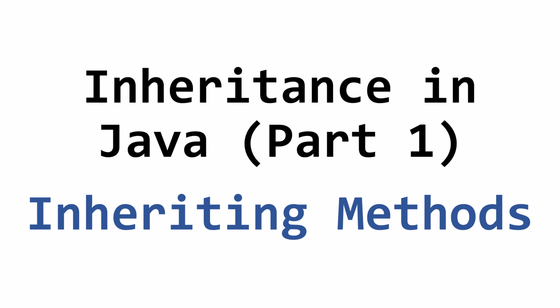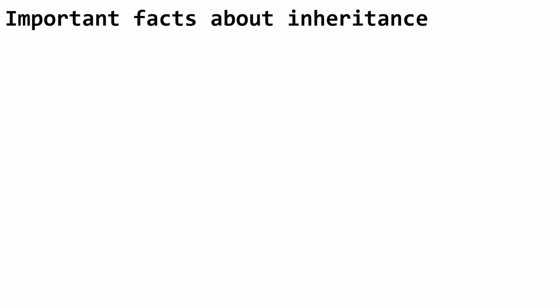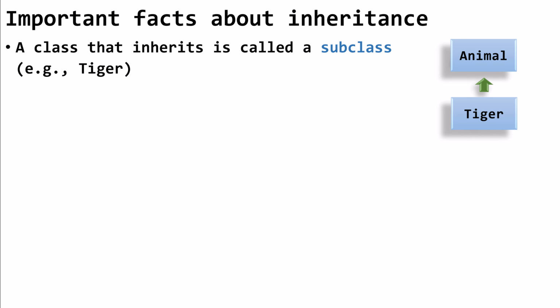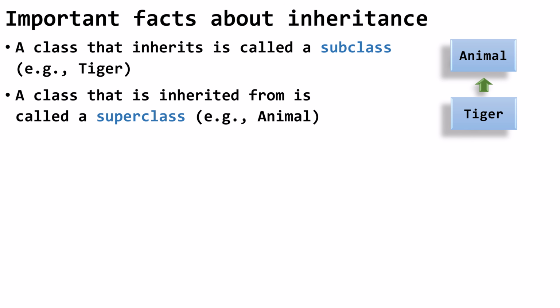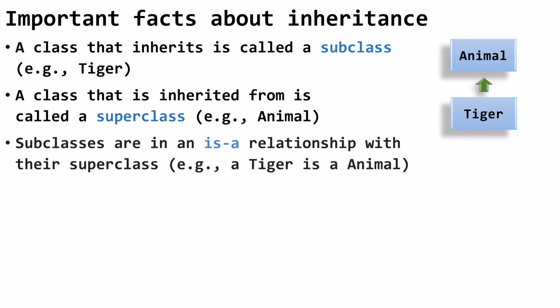their superclasses. Important facts about inheriting methods. A class that inherits is called a subclass. In this diagram, tiger is a subclass of animal. A class that is inherited from is called a superclass. Animal is a superclass of tiger. Subclasses are in an is-a relationship with their superclass. We can say tiger is an animal.